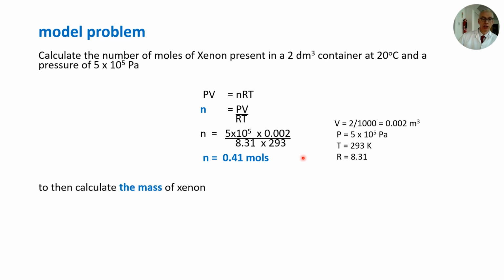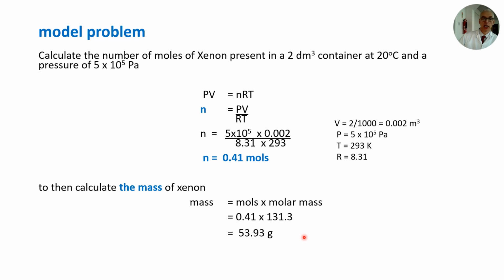Now you may also then be asked to calculate the mass of xenon. So then we have to go back into mass is numbers of moles times molar mass. So in this case 0.41 times 131.3, again using the relative atomic mass to 1 decimal place as per the OCR A data table, comes out as 53.93 grams. So 0.41 moles of xenon or 53.93 grams would satisfy those requirements.